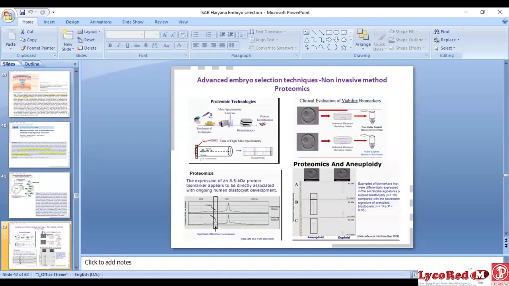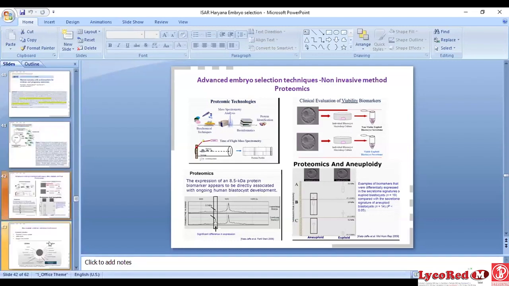Again, the proteomics. So, the name itself indicates that we are checking the proteins. So from the spent media, we check the proteins that the embryos have used, and from that we can select the embryo. There are various proteins which can be tested.